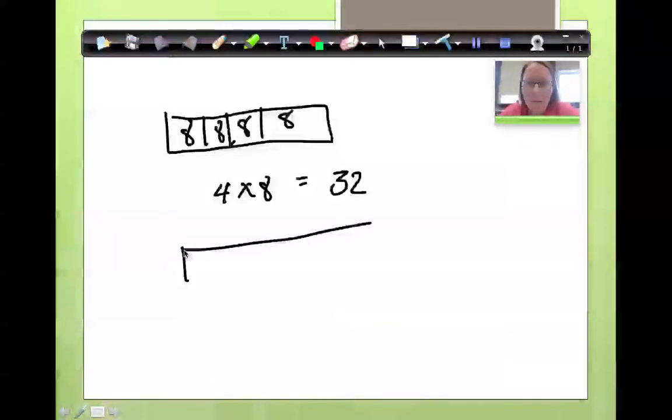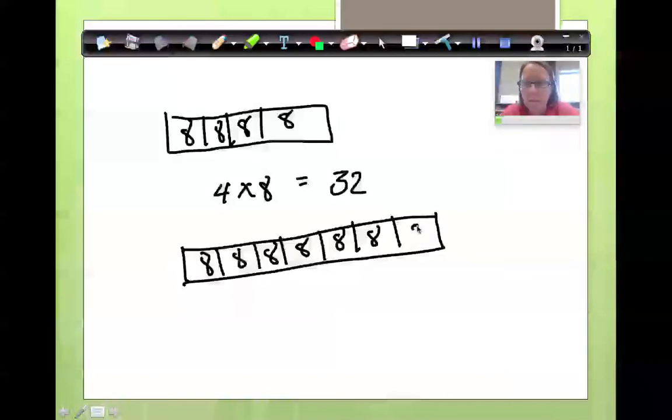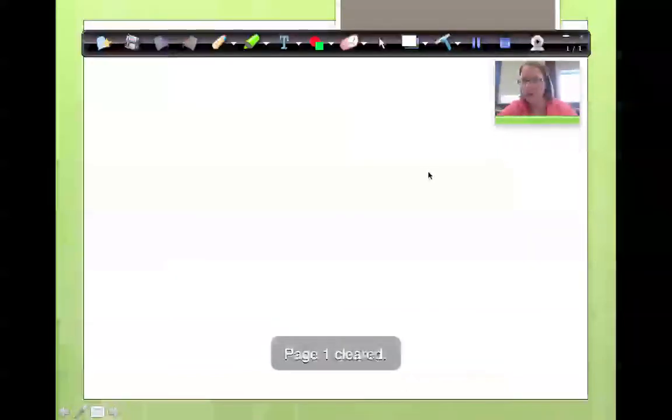If you see a tape diagram that looks like this, what would this be? 1, 2, 3, 4, 5, 6, 7 eighths. And 7 times 8 would be 60, no, not 60, 56, right? Okay, just a quick review. We're going to do our application problem.